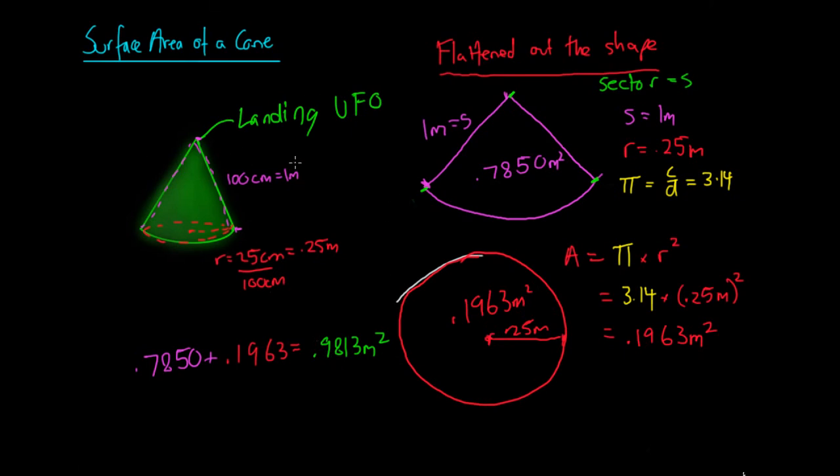So if I actually want to build one of these things, I need less than 1 meter squared of material, which is fantastic because the shop sells fabric by meters squared. So I only need to buy one. So that's how we work out the total surface area of a cone. I'll put some examples out on this for you guys.